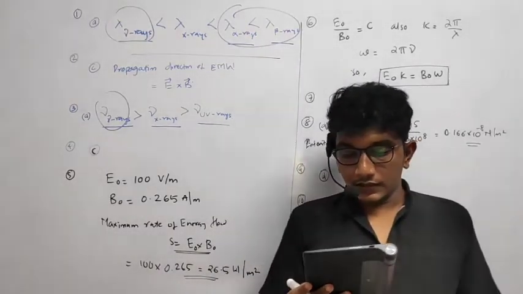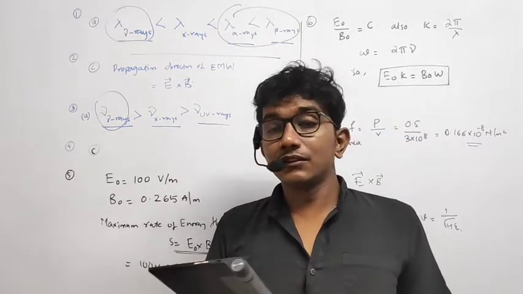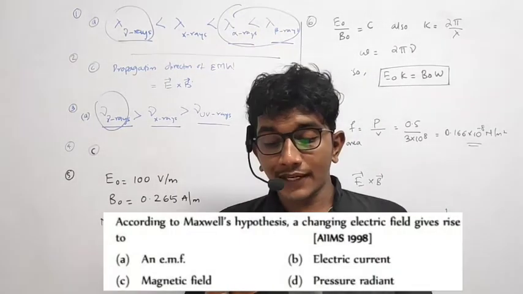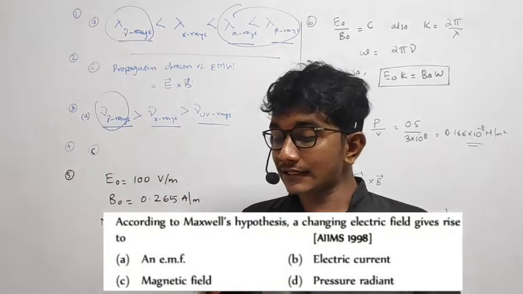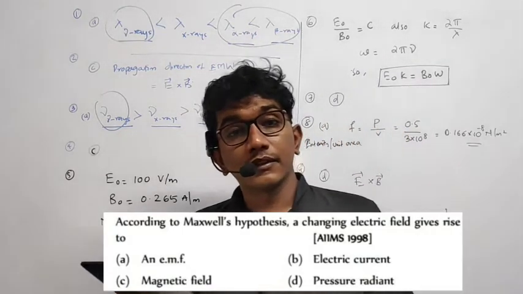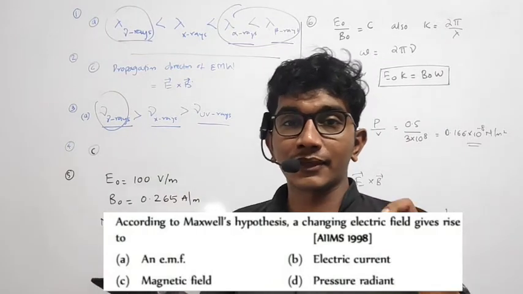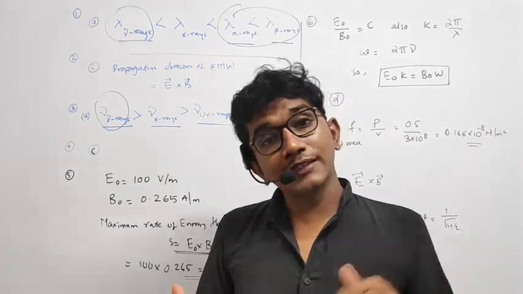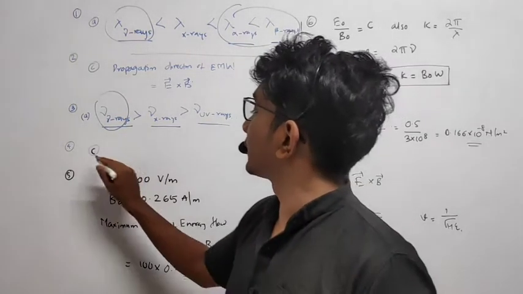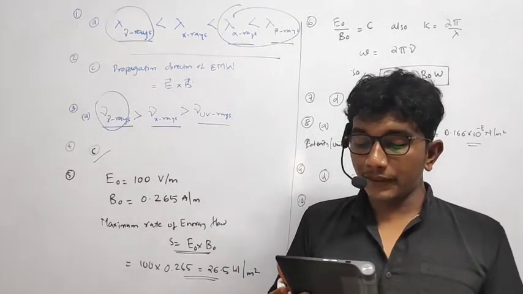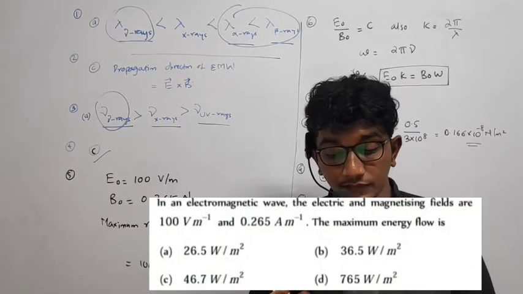Okay. Then question number 4. According to Maxwell's hypothesis, a changing electric field gives rise to a changing field. Do you remember that experiment? A change in electric field will produce a change in magnetic field, and vice versa. Okay. So the answer is C, magnetic field. Alright. So question number 5.